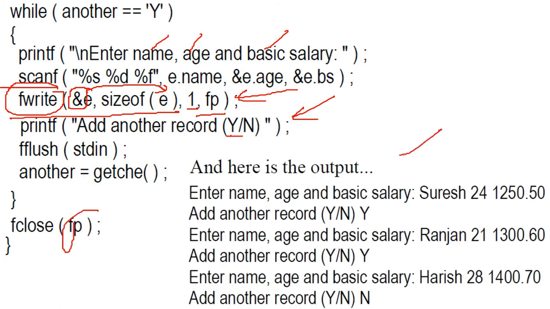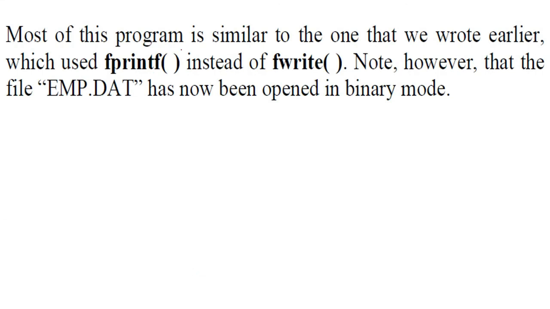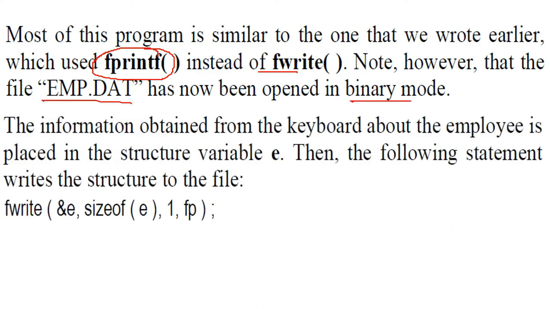This is a sample run of this program. Now this program is quite similar to what we have done earlier, where we have used fprintf instead of fwrite, but here we have used the data file emp.dat, and we have opened it in the binary mode. So the information which is keyed in through the keyboard about the employee is placed where? In the structure variable E. So this is the statement which is writing the structure to the file.